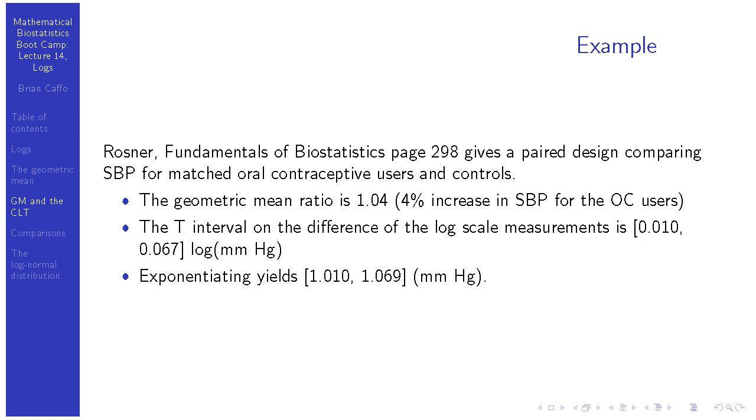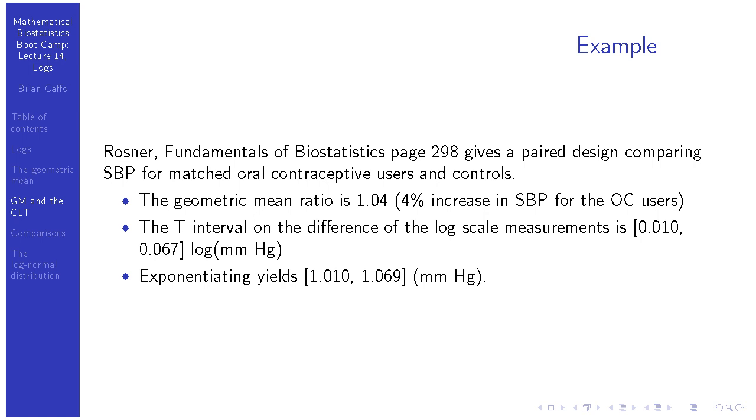What we're interested in on the log scale is whether 0 is in this interval or not. 0 is the important thing on the log scale. If we exponentiate the interval, we get 1.01 to 1.069. So, estimated via a 95% confidence interval, a 1% to 7% increase in systolic blood pressure for the oral contraceptive users relative to the controls. On the exponentiated scale, we're interested in whether 1 is in the interval. On the log scale, we're interested in whether 0 is in the interval.